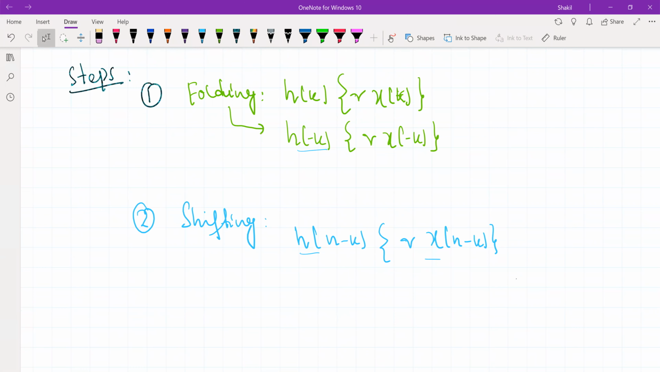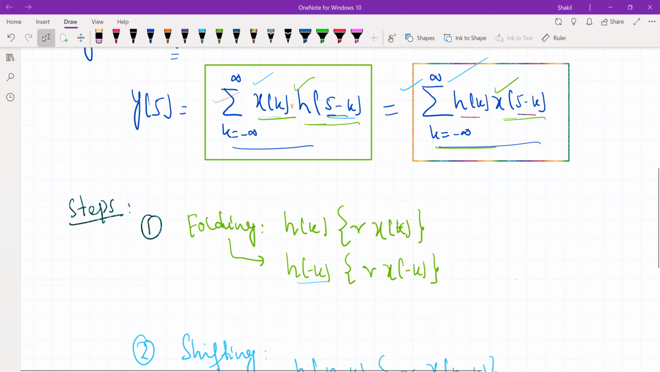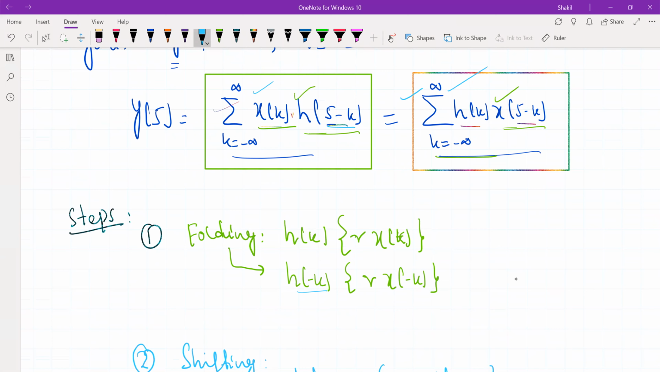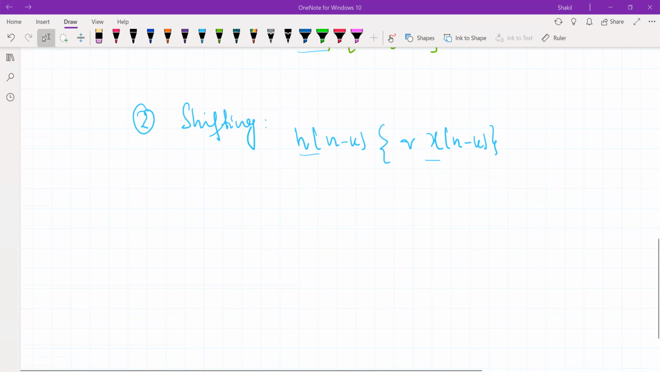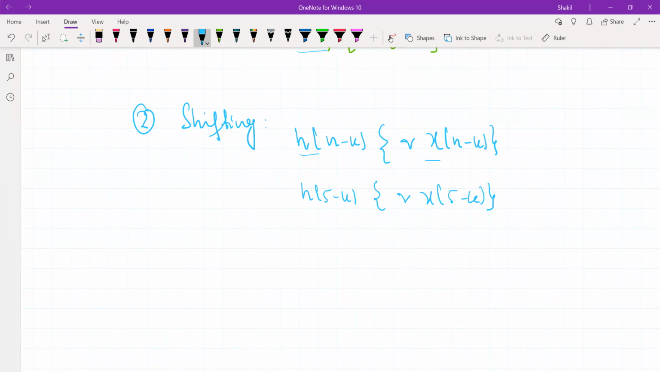If n was equal to 5, in the example that I took, you put n equal to 5, and this will be h of 5 minus k. So you shift the h of minus k sequence by 5 sample points, which means you shift it towards the right. In other words, if n is positive, you shift the sequence towards the right. If n is negative, you shift the sequence towards the left, whether it is the h or x sequence. This is the shifting operation.